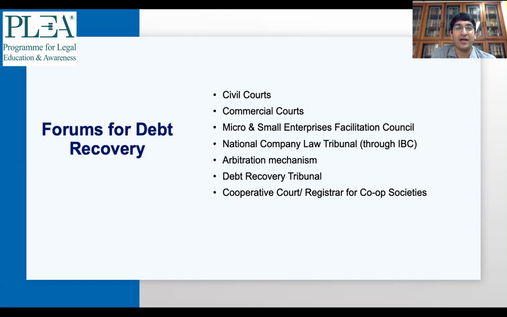Then we also have the arbitration mechanism, where the parties decide amongst themselves that if any dispute arises or there is a delay in payment, they would want to resolve the dispute by appointing an arbitrator. Then even the arbitration mechanism is available. We also have debt recovery tribunals. Debt recovery tribunals are mainly meant for recovery by banks and financial institutions. These are dedicated tribunals where the creditors are mostly banks or financial institutions.